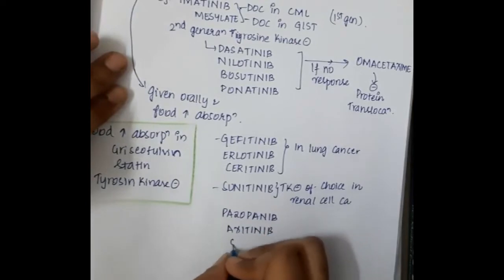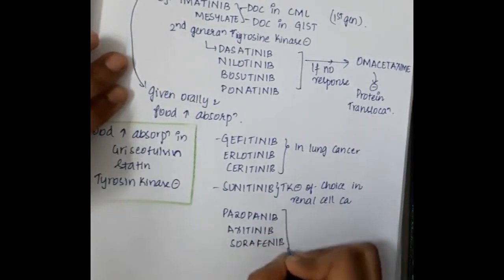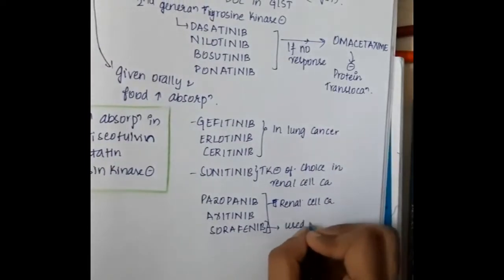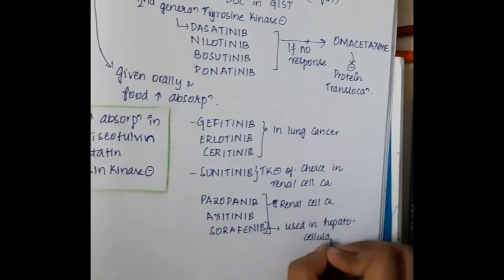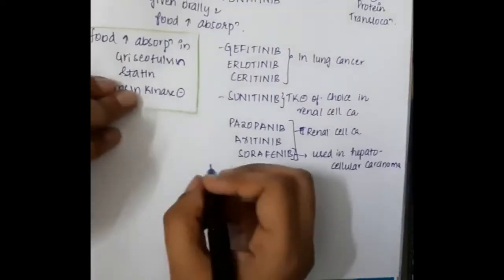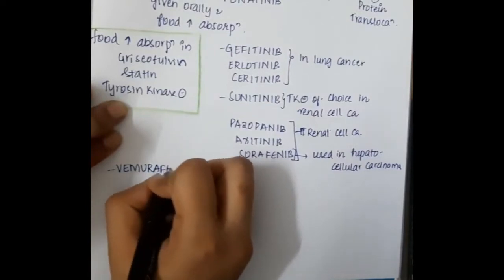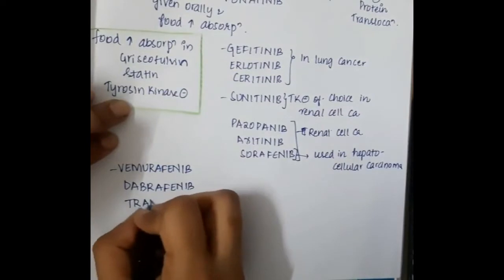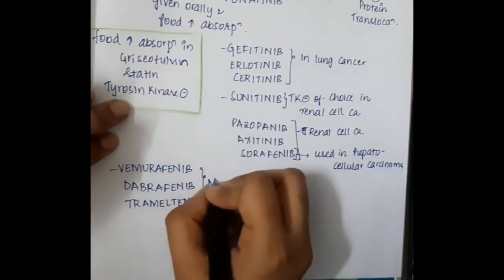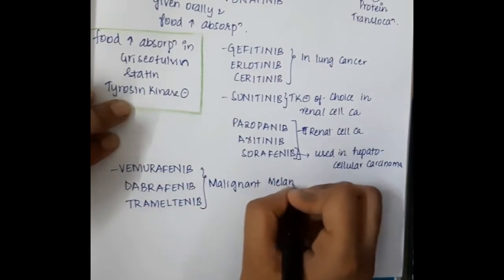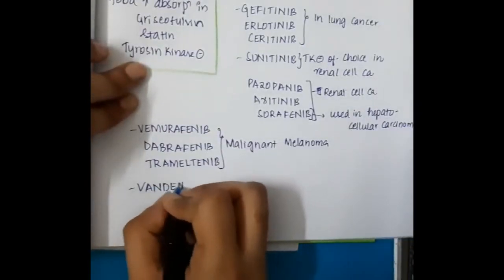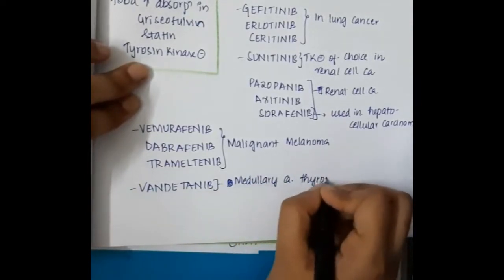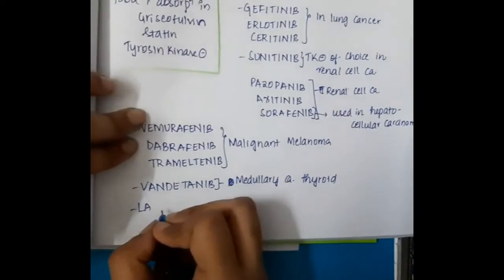Then we have pazopanib, axitinib and sorafenib. Pazopanib, axitinib and sorafenib are used in renal cell carcinoma, whereas sorafenib is also used in hepatocellular carcinoma. Then we have vemurafenib, dabrafenib and trametinib, all of which are used in malignant melanoma. Then we have vandetanib, which is used in medullary carcinoma of thyroid. Then the drug lapatinib is used in breast carcinoma.